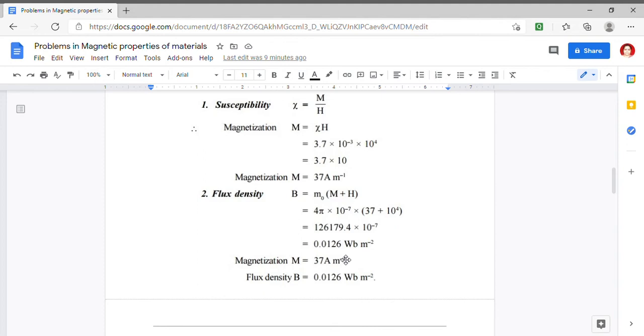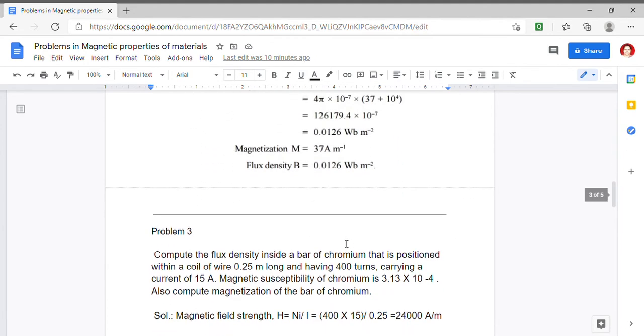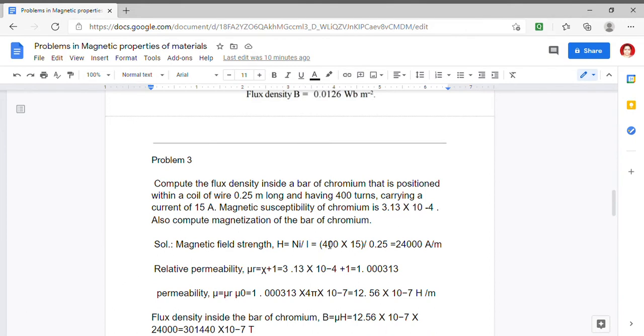Now we are moving to the next problem. We have to compute the flux density inside a bar of chromium that is positioned within a coil of wire 0.25 meter long and having 400 turns, which carries a current of 15 ampere. For chromium, the susceptibility is given as 3.13 into 10 raised to power minus 4. We have to determine the magnetization of the bar of chromium.